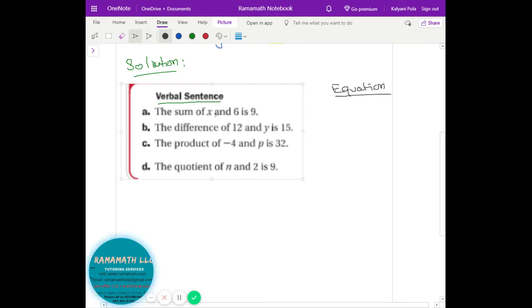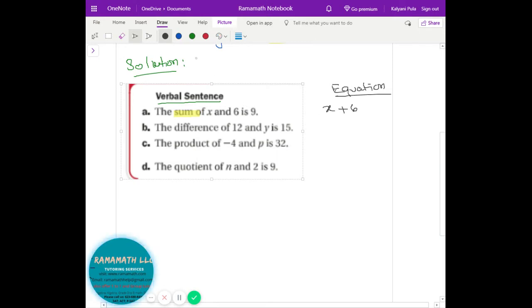The sum of x and 6 is 9. Just like we did in the percentage problems, it's really important to convert whatever the verbal sentence is into an equation. Okay? So what does sum mean, first of all? Like the answer to an addition problem? Right, it's an addition problem. So sum of means x plus 6, because sum means plus. So add this: x plus 6.